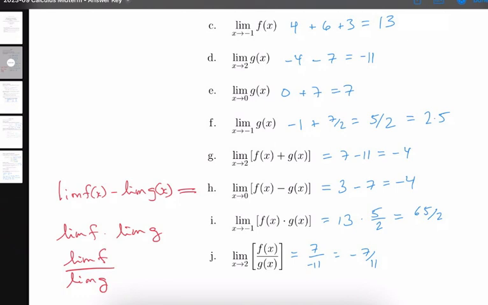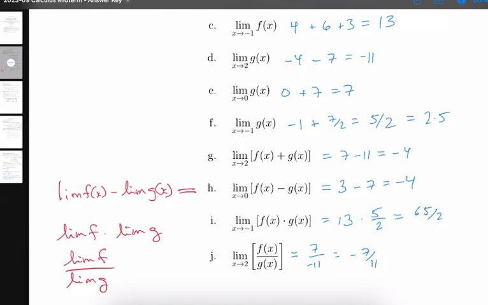But the rules of limits, the laws of limits, is that the limit of a sum is the sum of the limits. The limit of the difference is the difference of the limits. The limit of the product is the product of the limits. And the limit of the quotient is the quotient of the limits.